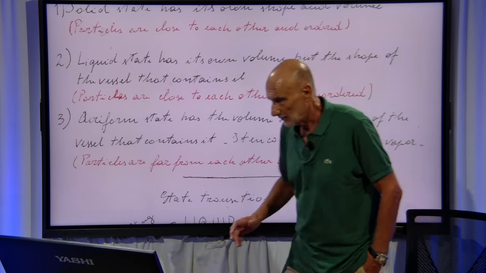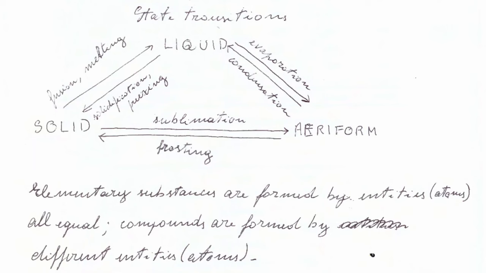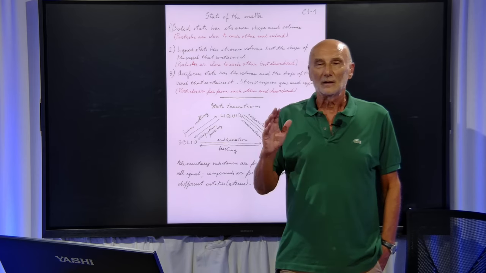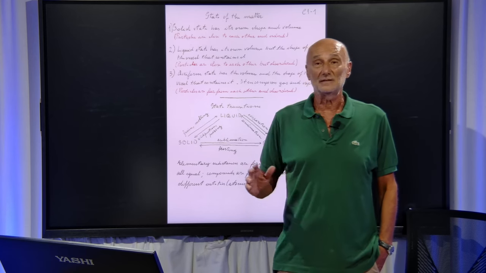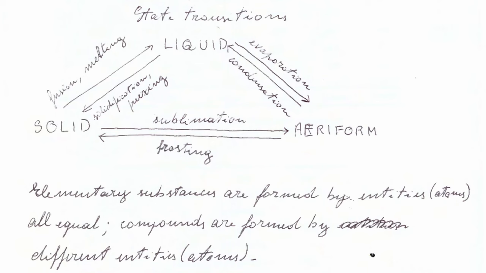Let's see the state transitions. Well, I was talking about physical transformation. The changes of physical state are physical transformations. This drawing summarizes the various physical transformations that may occur. The transformation from solid to liquid is called fusion or melting. The transformation from liquid to solid is called solidification or freezing. The transformation from liquid to aeriform is called evaporation. The transformation from aeriform to liquid is called condensation.